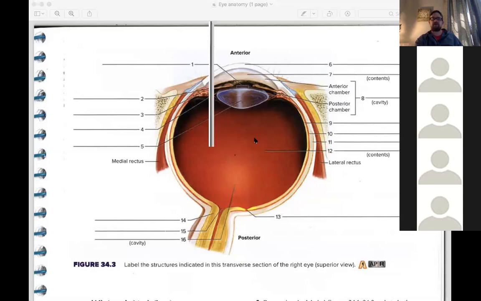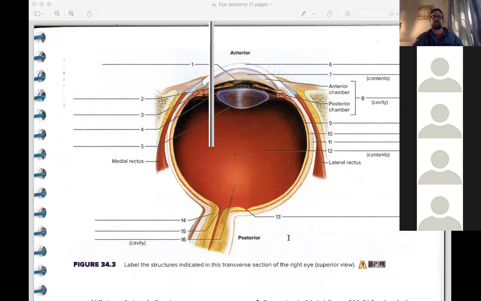Let's see, some other ones that are, I think, kind of cool. If you look at 3 and 4, 3 is the ciliary body, 4 is the suspensory ligaments, and they are going to apply pressure and tension to the lens of the eye, which is going to allow you to focus on images. All right, and so that's right here. There's some other stuff to label, but I'll let you guys look over that yourselves.